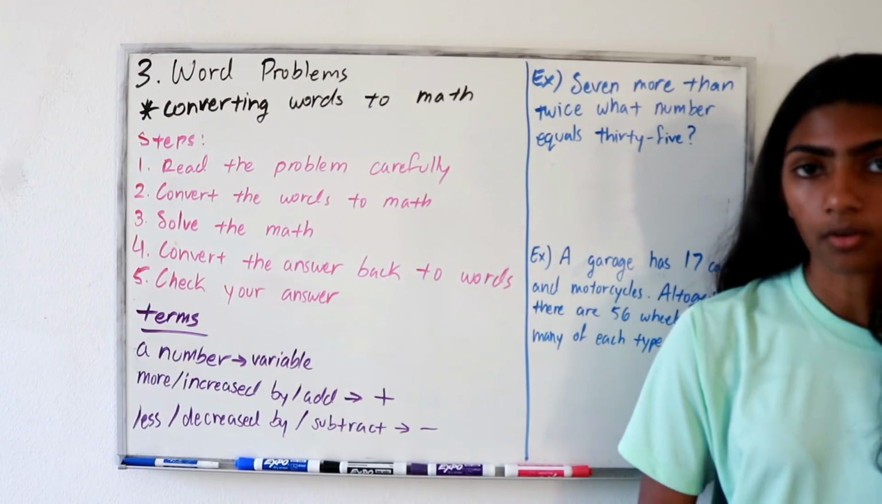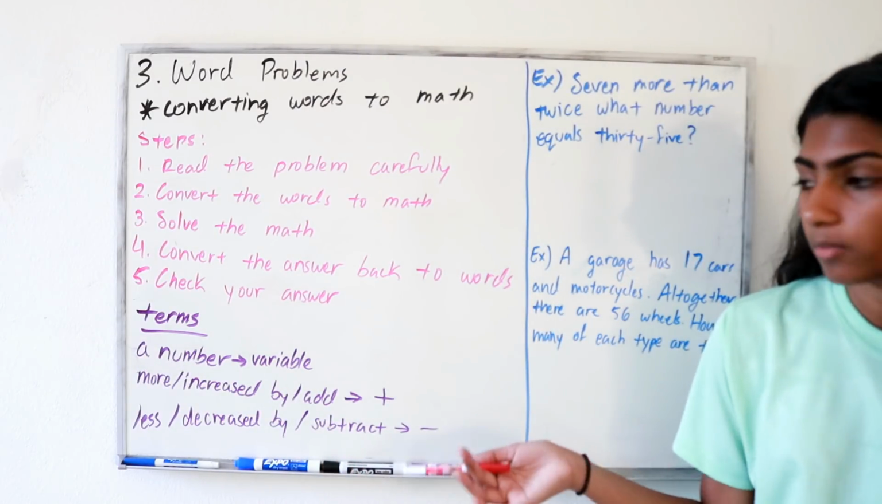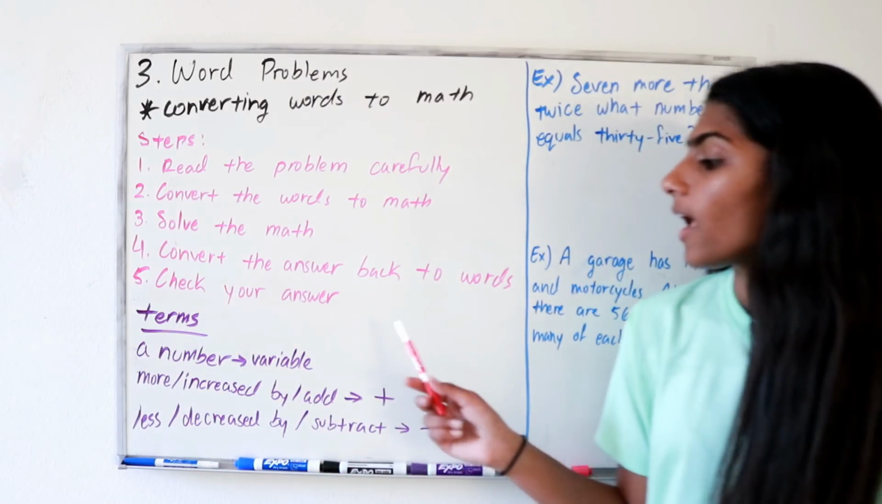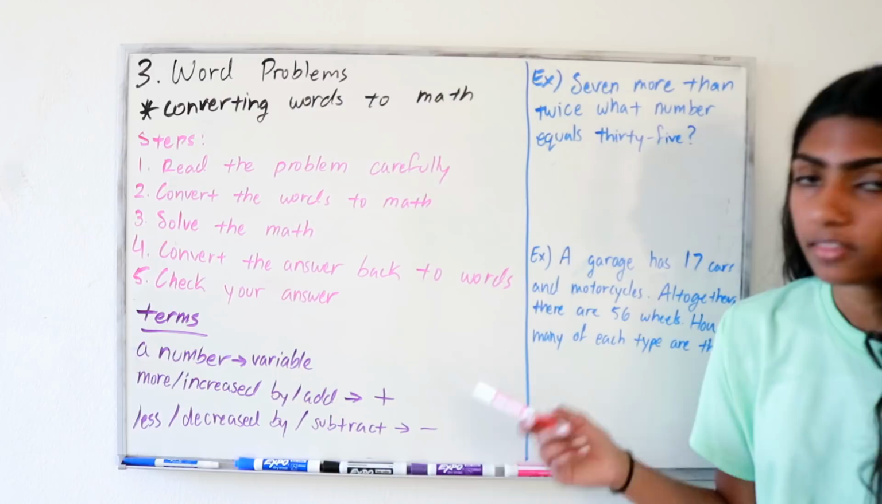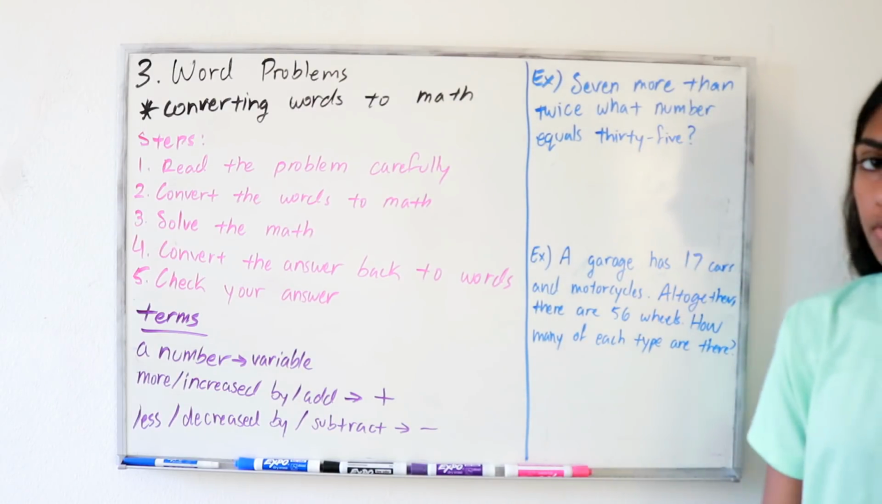So here are some terms that can help you. Usually when they say a number, that means it's a variable. And when they say more or increase by or add, that means plus. And if they say less, decrease by, or subtract, that means minus. There's also terms for multiplication and division. So let's look at these two examples.